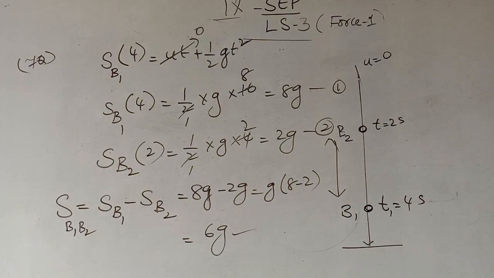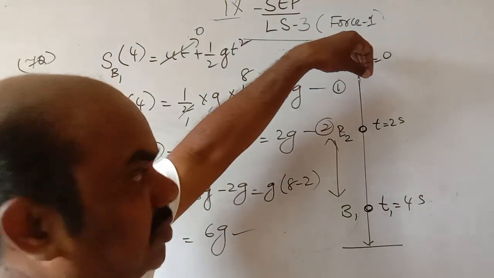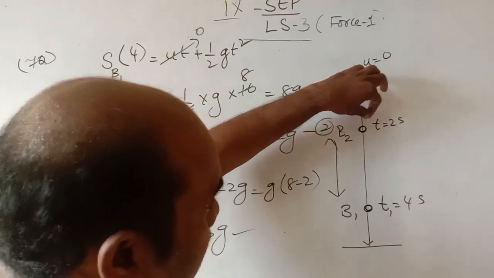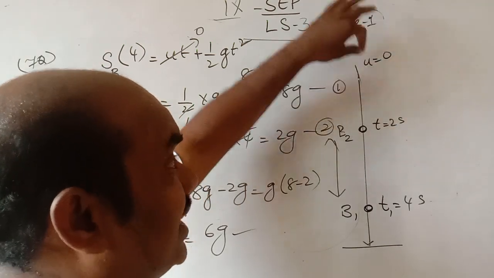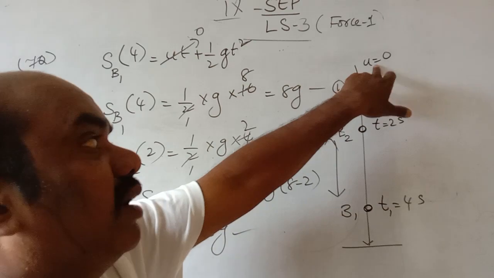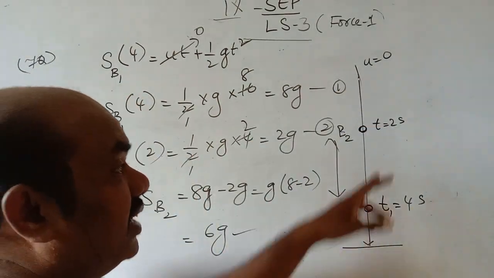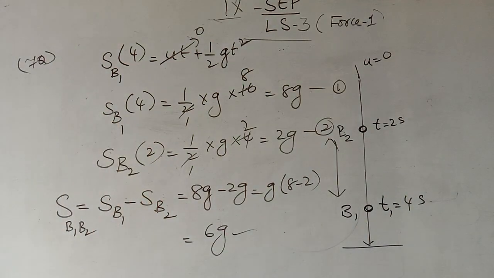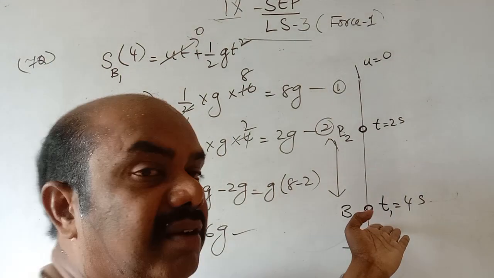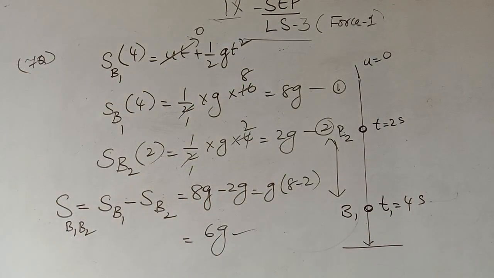Clear children? Once again, 2 balls are dropped from a certain height. The second ball is dropped after 2 seconds of the first ball being released. That means in the first case, the first ball traveled 2 seconds and the second ball traveled 0 seconds. After 2 more seconds, what is the distance between these two? They are asking. After 2 more seconds, the first ball traveled 4 seconds and the second ball traveled only 2 seconds. So find the distances SB1 and SB2 and subtract. Okay children, practice it.